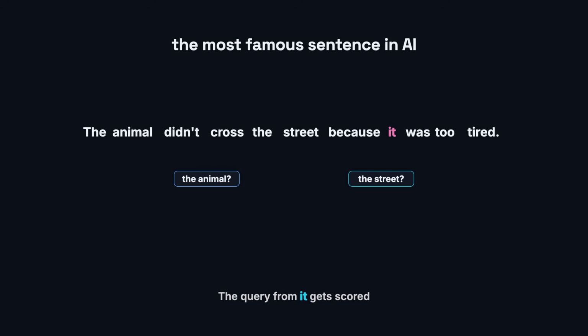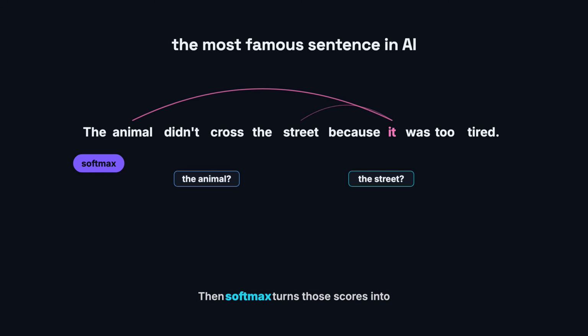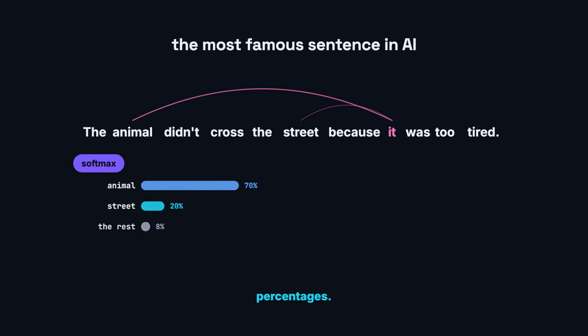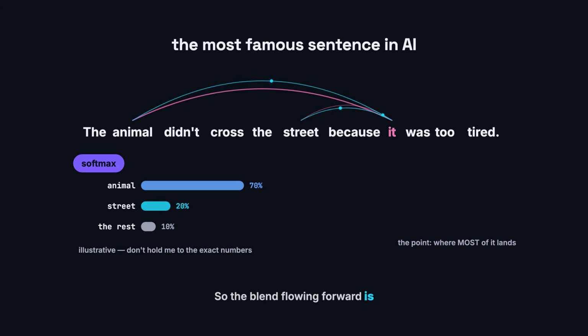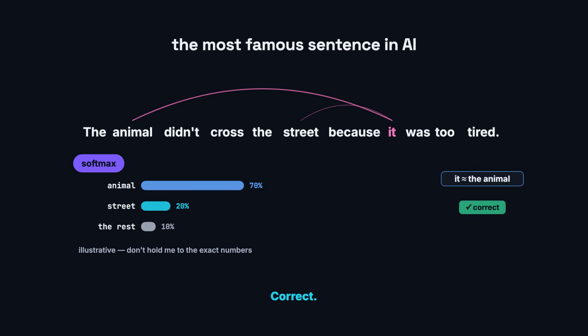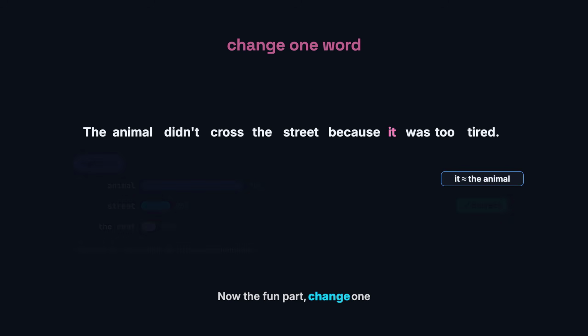The query from it gets scored against every earlier word. Animal, strong match. Street, weak. Then softmax turns those scores into percentages. Something like 70% of the attention lands on animal, 20 on street, and the last 10 scatters across the rest. Don't hold me to the exact numbers. The point is where most of the attention lands. So the blend flowing forward is mostly animal, which means from here on, whenever the model works with it, it's really working with the animal. Correct.